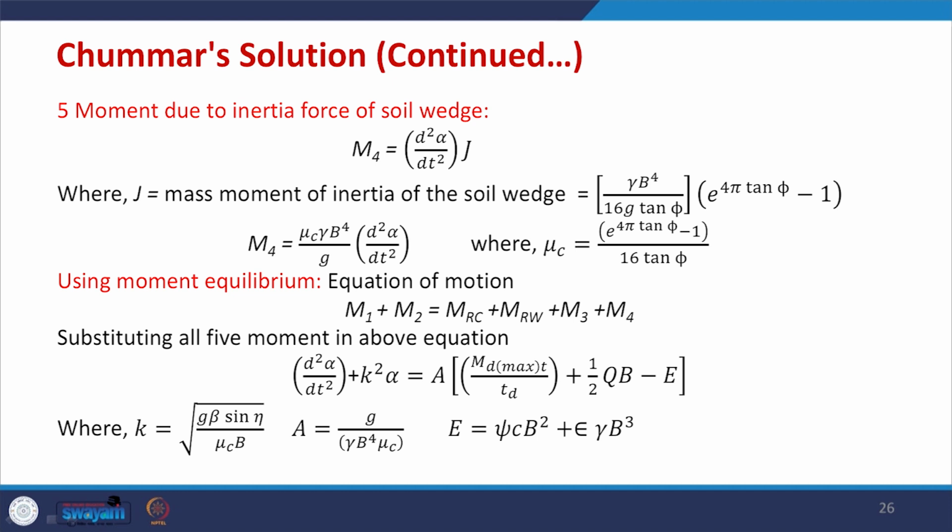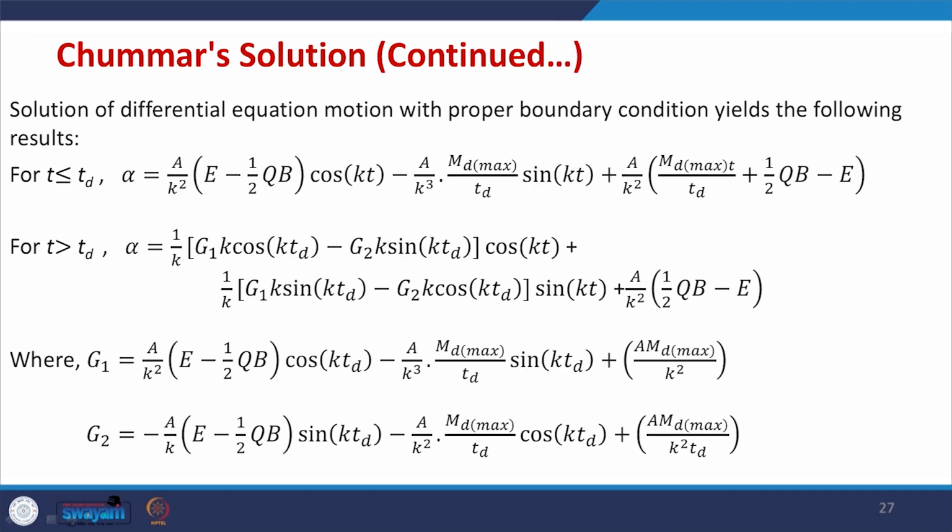So, all these things are known. Now, this is the equation of motion in the moment form. We solve this equation of motion and find the value of alpha and ultimately alpha max. So, the solutions are done here. The solution of the differential equation of motion with proper boundary conditions yields the following results, which has been shown.